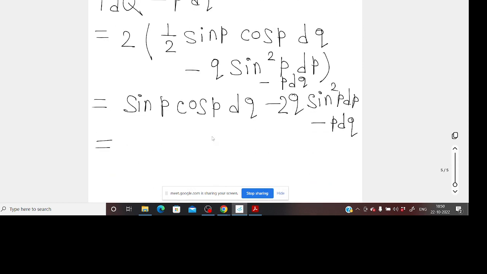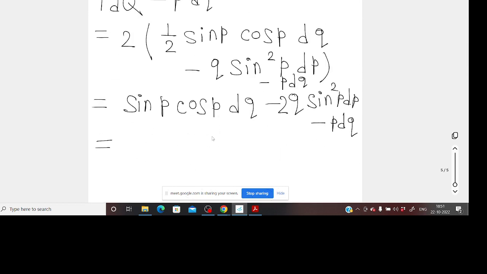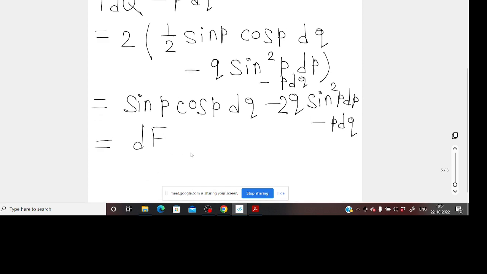I think it's too complicated. Okay, so if anyone can do it. So we could take an easy problem also. But anyway, it can be written in terms of d of some f, if it is a canonical transformation. Okay, any guess? How can we do that? Anyone? I think no.